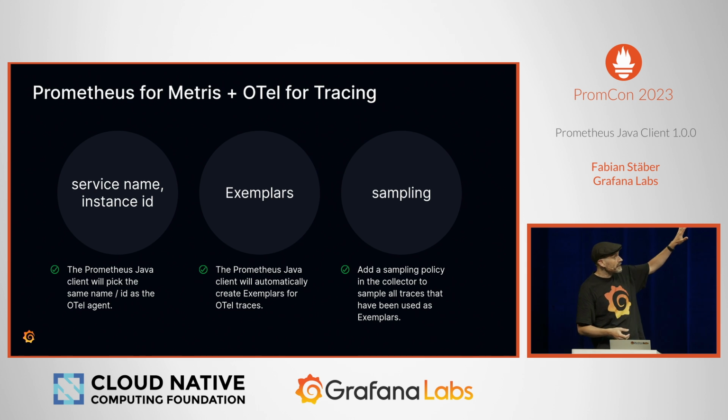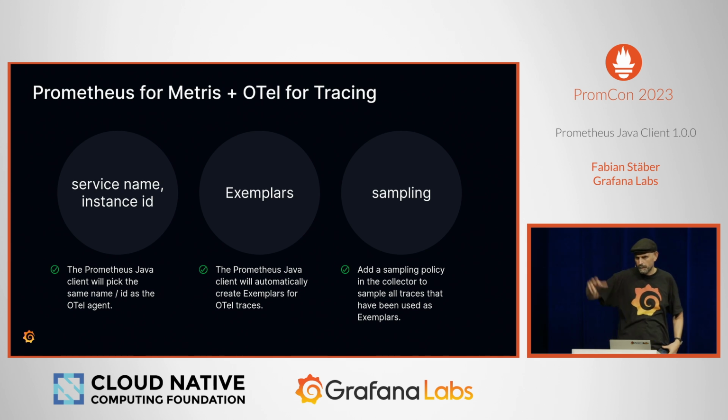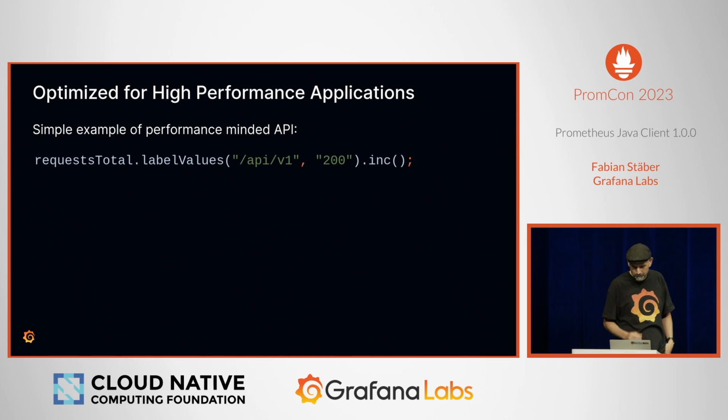And also, there's a rate limit. You can configure, I want new exemplars at most every 30 seconds or something, so that this will not overwhelm you with a huge number of traces in your backend. Cool. So that's the tight OpenTelemetry integration, so you're prepared for that world as well.